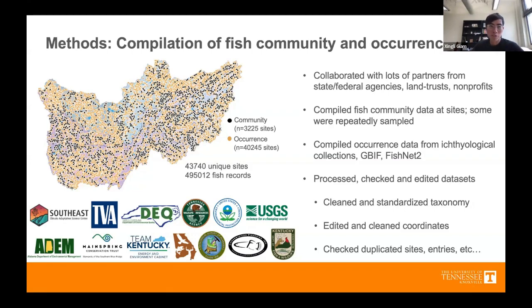If you look at the density of points over here, the orange points are occurrence data. Those are data sets where we are not sure if researchers went there and recorded every species they saw, so we can't do any community analysis. But the black dots are ones where it was communicated to us, or via the database, that it was non-targeted sampling, and everything they encountered and sampled was recorded. So with that, we've got 43,740 unique sites in these basins, and almost 500,000 individual fish records.